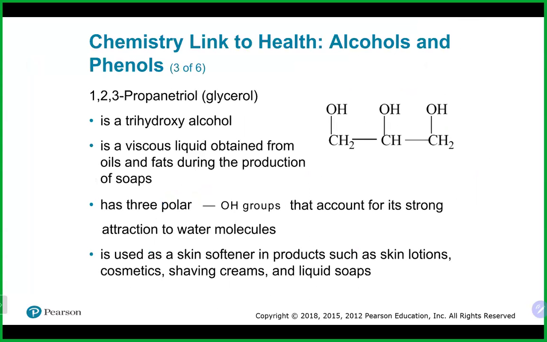Good stuff, I suppose. Also, some other alcohols here: glycerol, 1, 2, 3, propane triol. It actually has 3 OH groups in it, and it is very, very polar because of that. Each of those OH groups also makes it very soluble in water. And alcohols also can be soluble in water because of the presence of that OH group. So that OH group is a polar group.